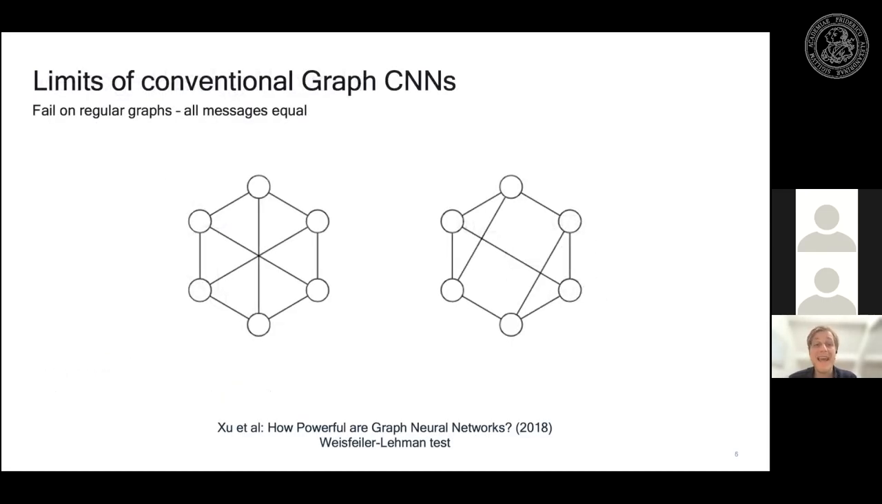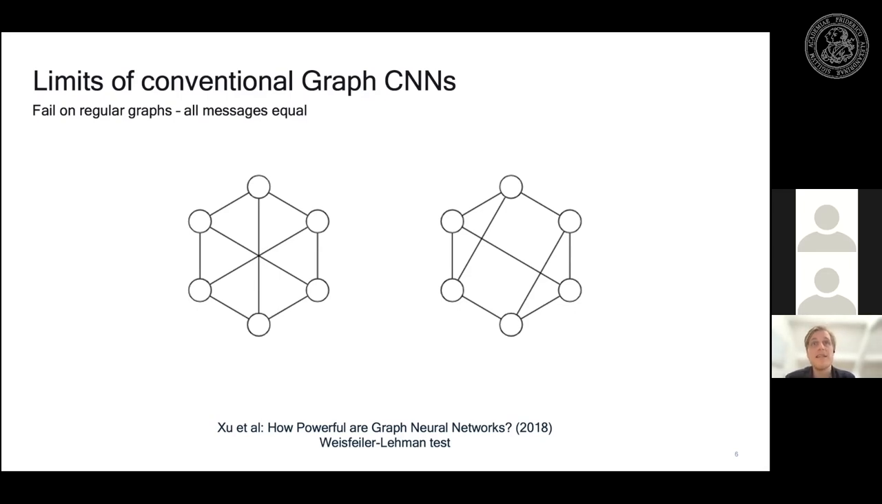Since 2018, there have been some nice counterexamples found that show that these conventional message passing networks fail at some rather trivial tasks. So if we have these two regular graphs, meaning that all nodes have the same number of edges, then no conventional message passing network can discriminate between these two graphs. And even though they're clearly different graphs, these networks all fail at them. It has been analyzed by relating it to a certain graph isomorphism test called the Weisfeiler-Lehman test.